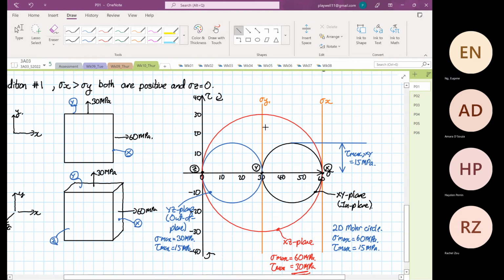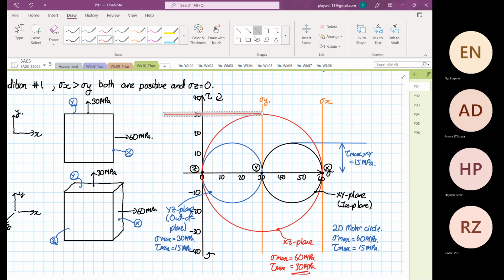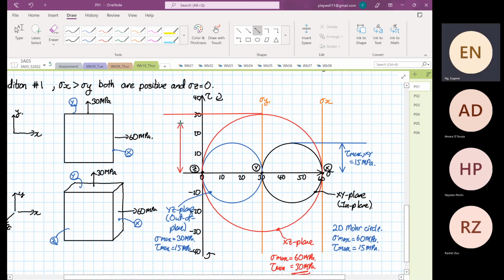Okay, so now we draw a line here. So this is your tau max now. Okay, your tau max in your XZ, right, is equal to 30 megapascal. Now, what is interesting now is the 30 megapascal is your what? Out of plane. And this is your overall tau max. Okay.